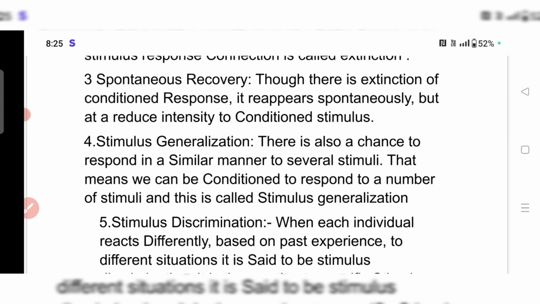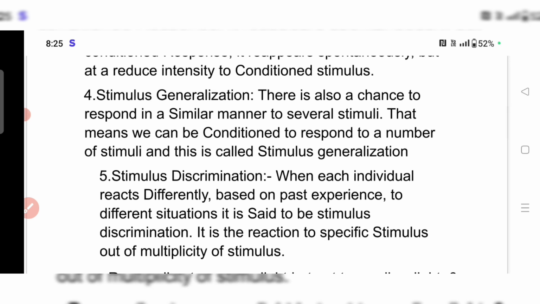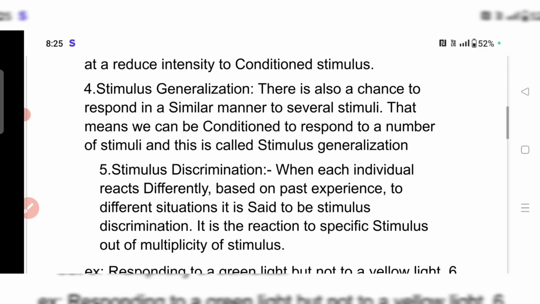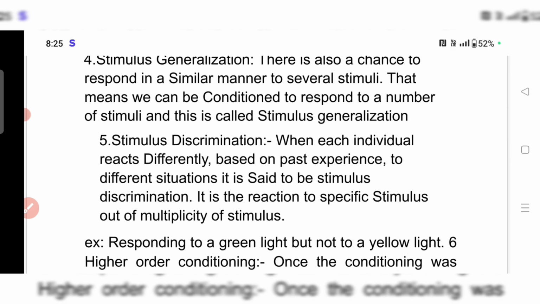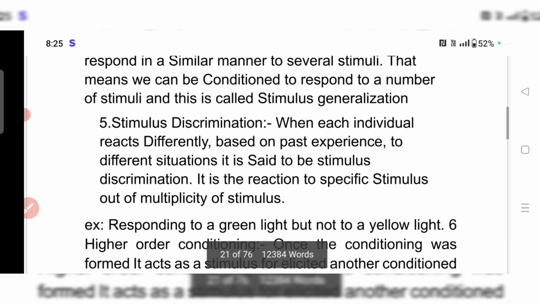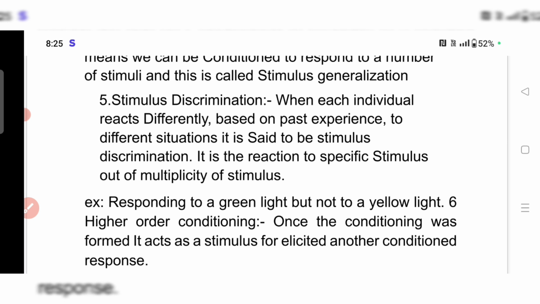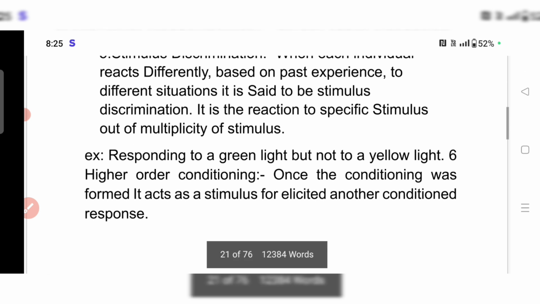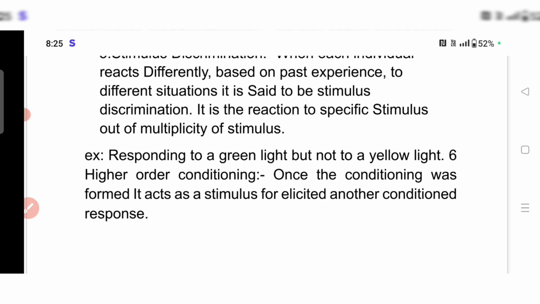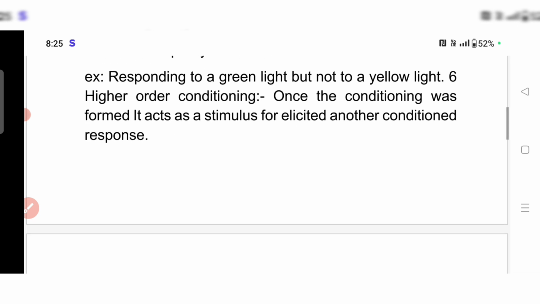Here the unconditioned stimulus is the food, right? Then stimulus generalization: there is also a chance to respond in a similar manner to several stimuli. That means we can be conditioned to respond to a number of stimuli, and this is called stimulus generalization. Now discrimination: when an individual reacts differently to different situations based on past experience, it is said to be stimulus discrimination. For example, responding to a green light but not to a yellow light.